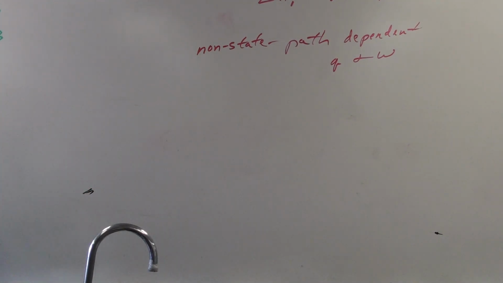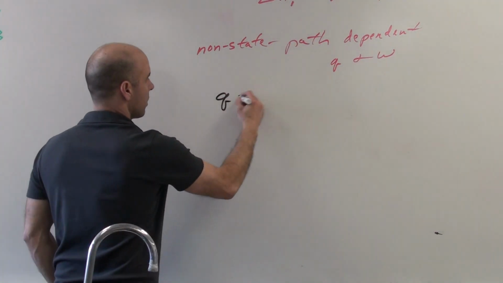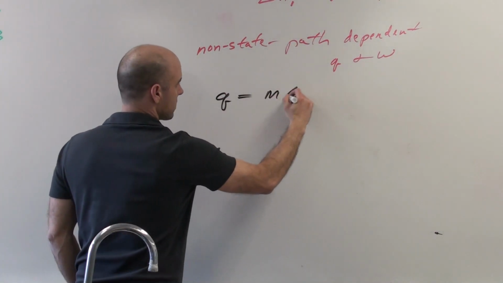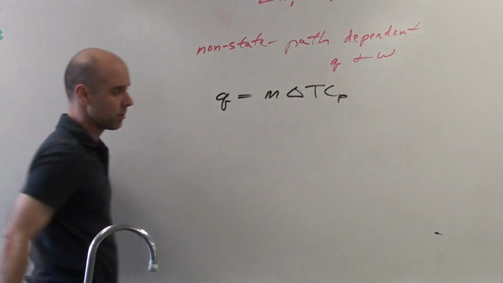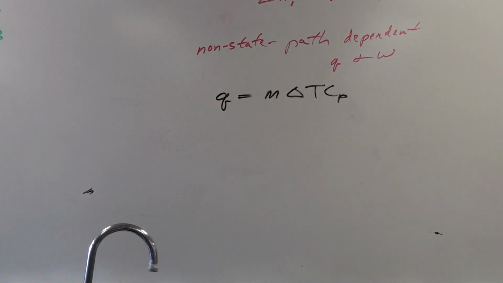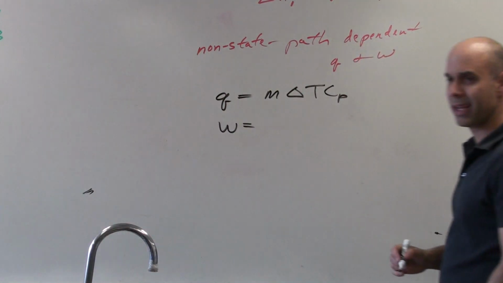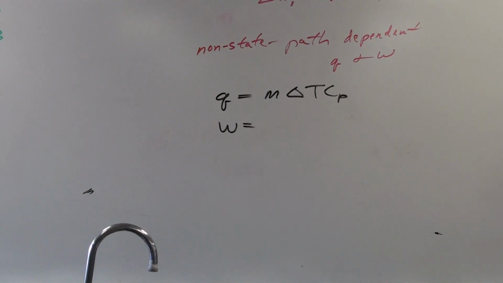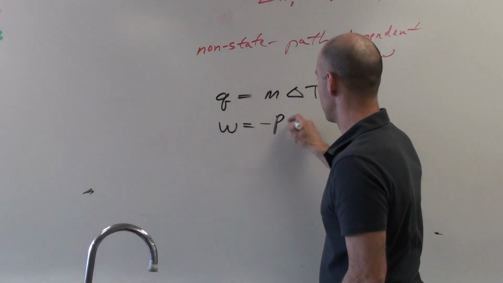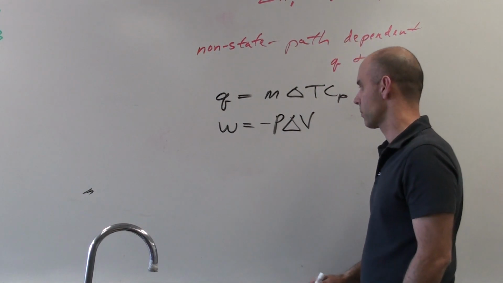So when we calculate Q, we're typically using the equation mass times the change in temperature times the specific heat. And for work, we're typically interested in pistons moving up and down in gases. So negative P, change in volume.